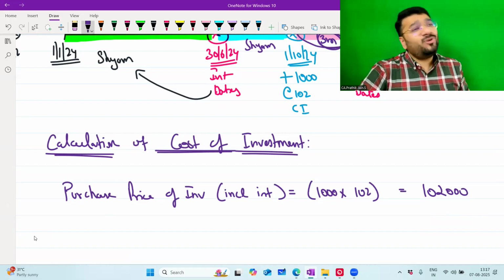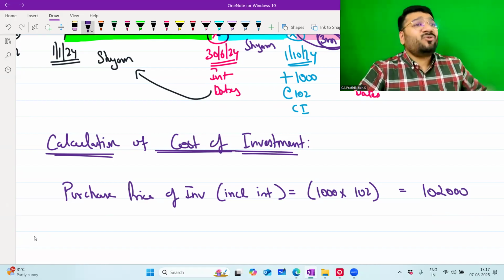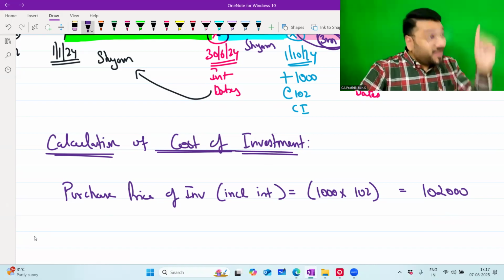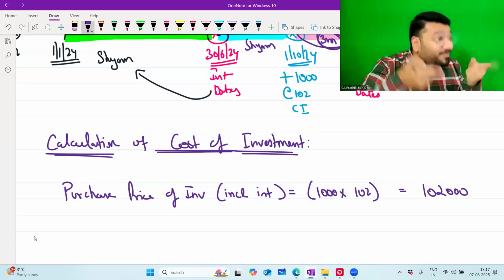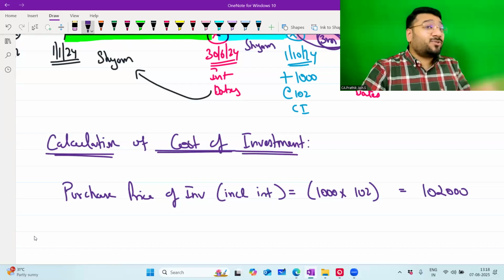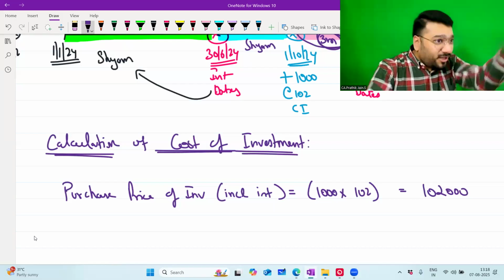So fear all of them, not ICAI. Fear them and study well. ICAI will ask a question one time and will pass you. These people ask lifelong, like how you are asking.